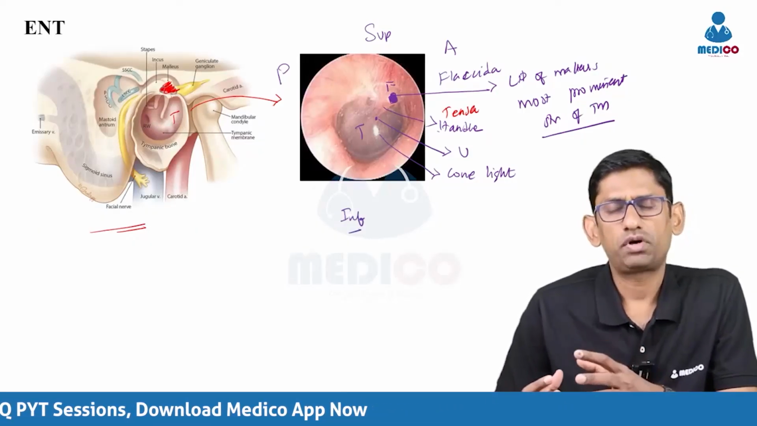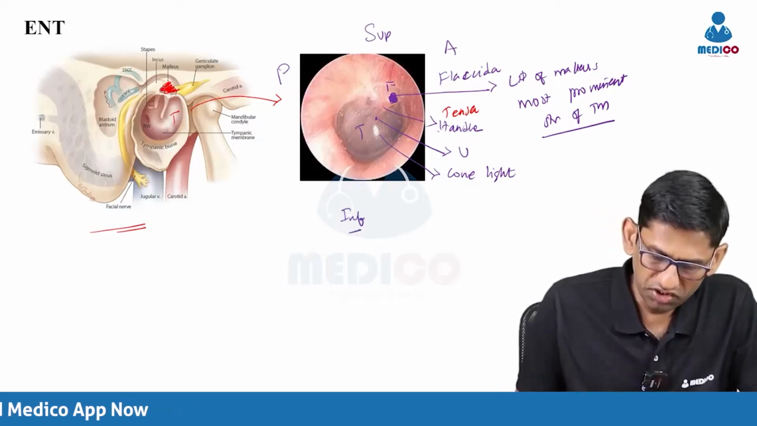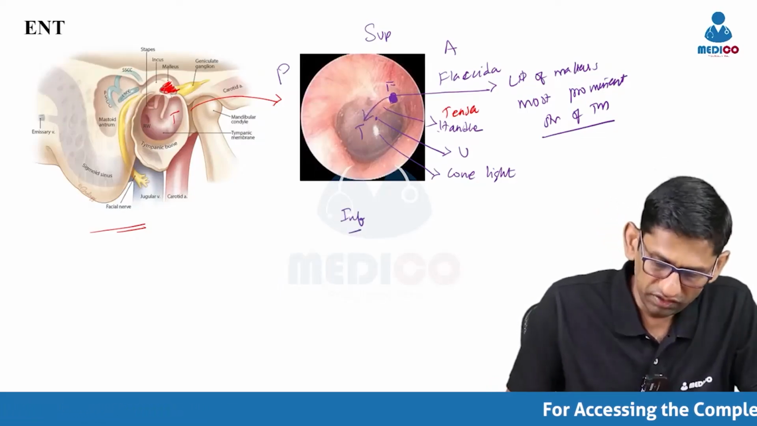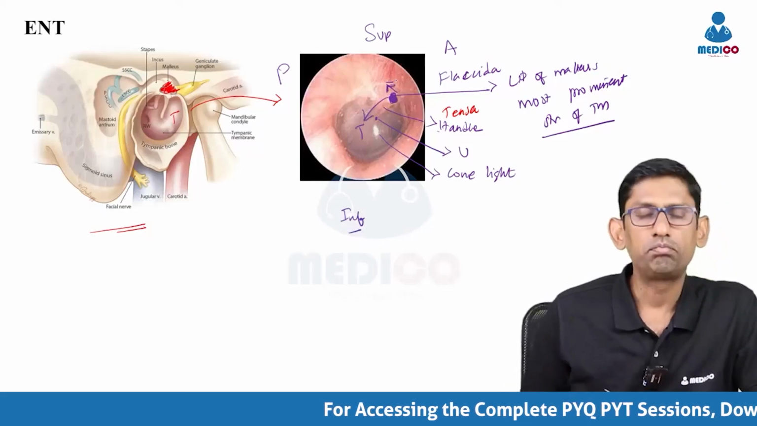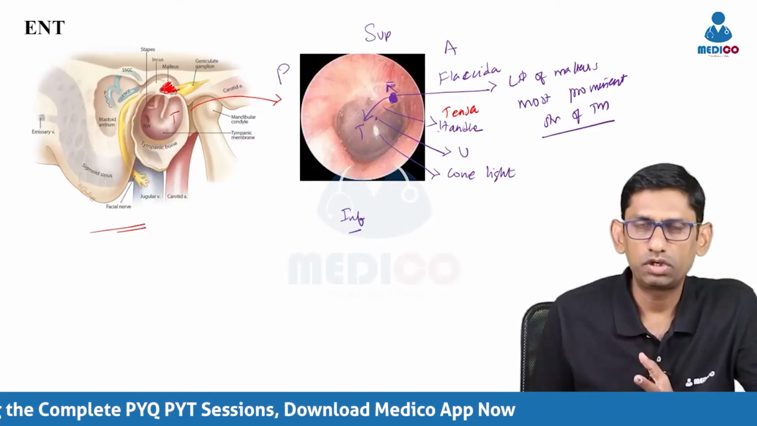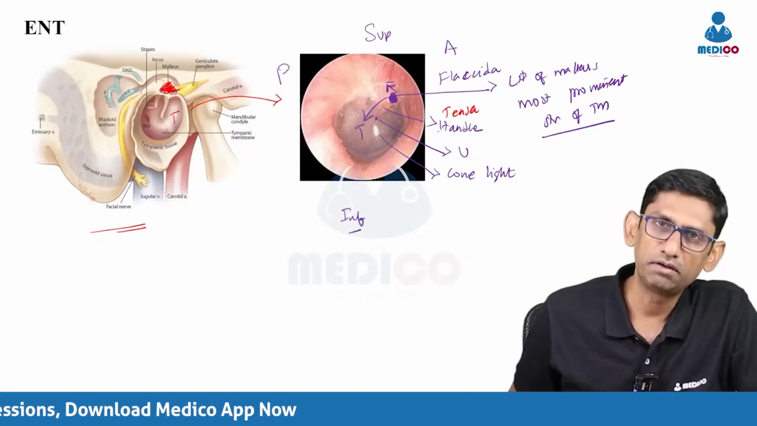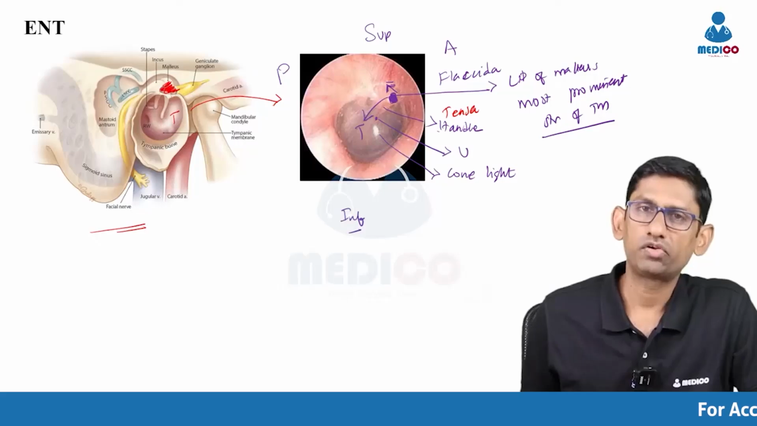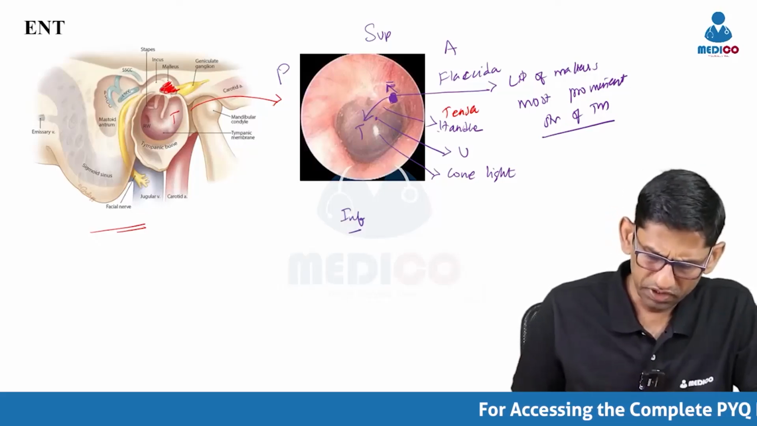So with this process, we can identify the structure below will be your pars tensa, and the structure above will be your pars flaccida. So the lateral process of the malleus, below is the mesotympanum, above is your epitympanum. So this is one important MCQ regarding this lateral process of the malleus.